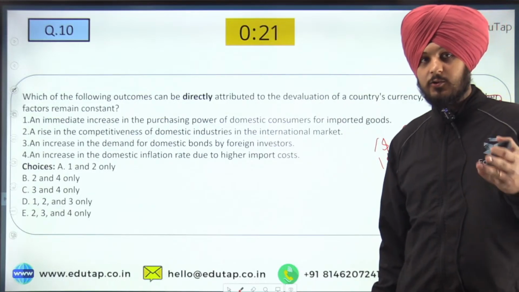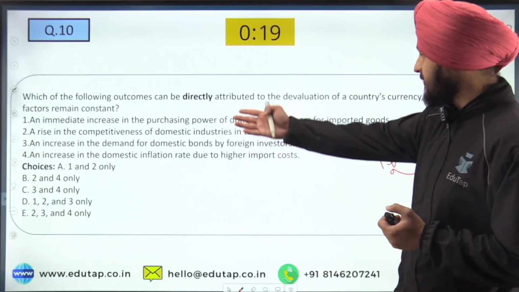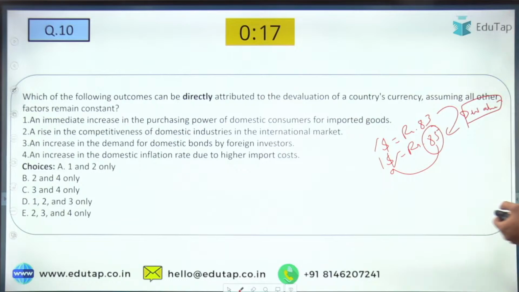B, D, B, D. Two types of answers we are getting. So if we see your option A, an immediate increase in the purchasing power of domestic consumers for imported goods. So let me see the D option. Those of you who are saying D, you think the option is 1, 2 and 3. Fine, take your time and mark your answers, those who have not answered yet.